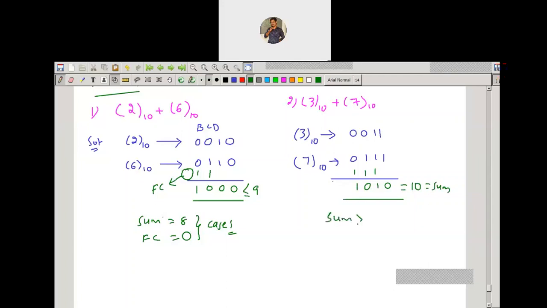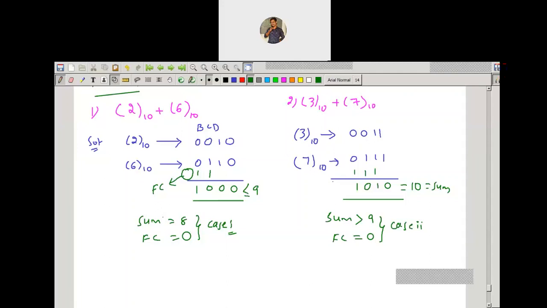So the sum is more than 9. Obviously 10 is more than 9. And what about the final carry? There is no final carry here, right? You didn't get any final carry here, so final carry equals 0. Which case is it? This is case 2.